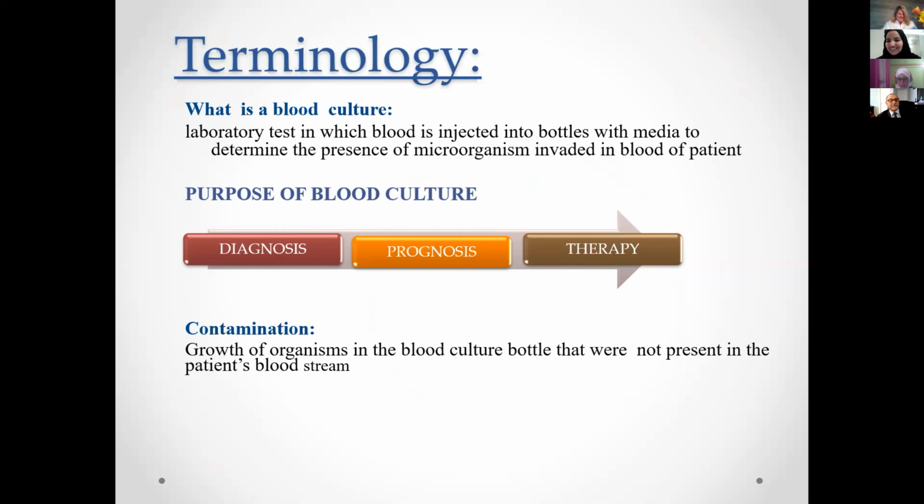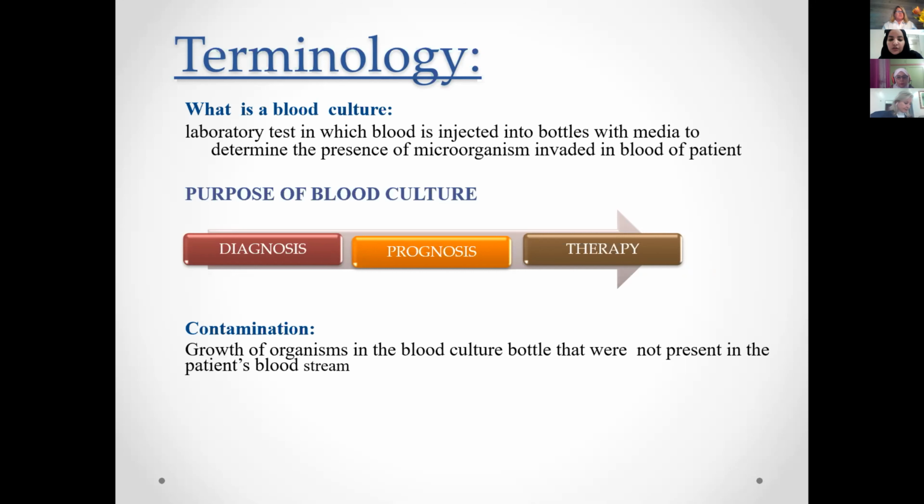Thank you so much, Salma. So first, let me explain the terminology. What's a blood culture? A blood culture is one of the lab tests in which blood is injected into a bottle of media to determine the presence of microorganisms, whether bacteria or fungus, in the blood of our patients. The main purpose of a blood culture is either to diagnose the patient, to prognosticate the treatment, or for therapy, to determine the proper antibiotic use for the patient.